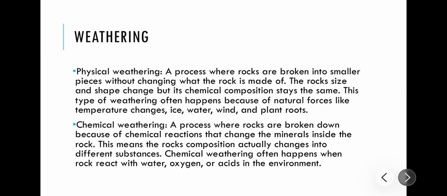Chemical weathering is a process where rocks are broken down because of chemical reactions that change the minerals inside the rock. This means the rock composition actually changes into different substances. Chemical weathering often happens when rocks react with water, oxygen, or acids in the environment.